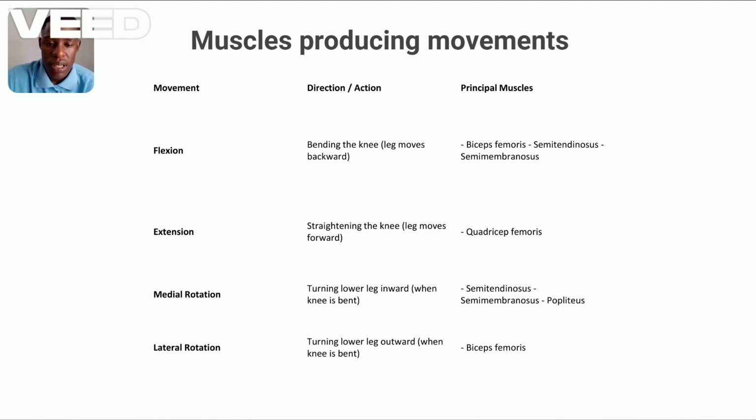The medial and lateral rotation. This is turning the lower leg inwards when the knee is bent. As we've said before, there are only two movements that can occur at the knee joint since it is a uniaxial joint. But when the knee is bent, we can rotate it medially and laterally. When rotating it medially, the semitendinosus, the semimembranosus and the popliteus are the principal muscles that help in the medial rotation. Lateral rotation is turning the leg laterally when the knee is bent. The biceps femoris acts as the principal muscle.